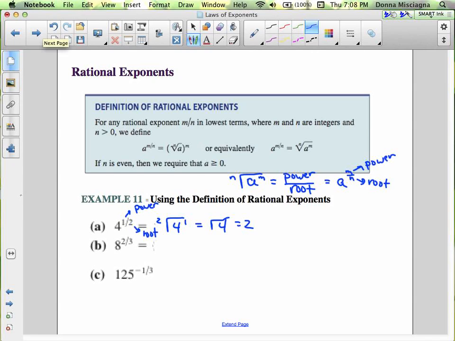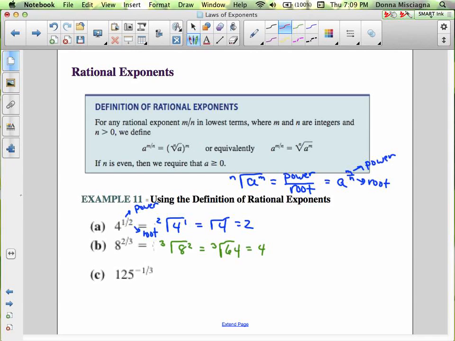8 to the 2/3 power. The 2, the numerator, is the power. The 3, the denominator, is the index on the radical. So this is the cube root of 8 squared. Now, 8 does happen to be a perfect cube, so I could rewrite this, or I could square it first. It really doesn't make a difference. I'll square first, because it happens to work out that 8 squared is also a perfect cube. So the cube root of 64 is just 4 if I want to simplify it.